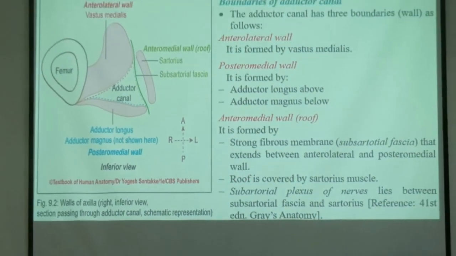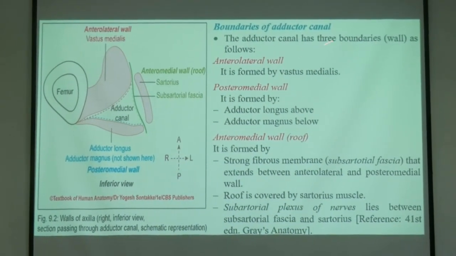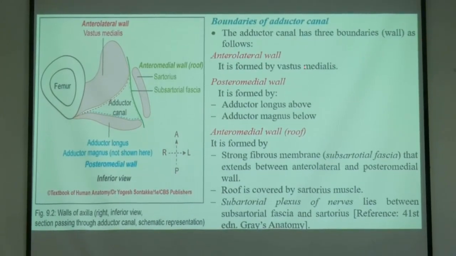Boundaries are very important. You have to see the boundaries and content of the adductor canal in the cadaver. The adductor canal has three boundaries or three walls. First is the anterolateral wall, formed by vastus medialis. Posteromedial wall is formed by adductor longus above and adductor magnus below. An anteromedial wall or roof is formed by a strong fibrous membrane or subsartorial fascia, that extends between anterolateral and posteromedial wall. Roof is covered by the sartorius muscle.